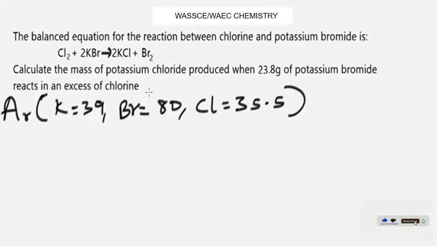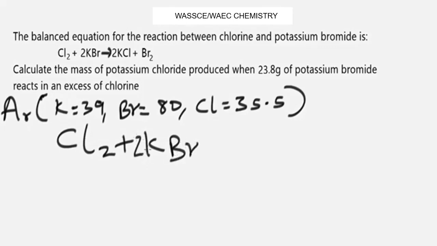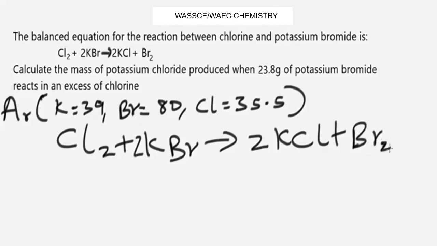So feel free to pause this video and see if you can figure this out using the procedure we used in the previous example. Okay, so pause this video and try this out. Okay, let's do it together. Now, we are going to begin by writing the balanced chemical equation out. So we have chlorine gas reacted with 2 moles of potassium bromide to give us 2 moles of potassium chloride plus bromine gas. Now let me write it out.